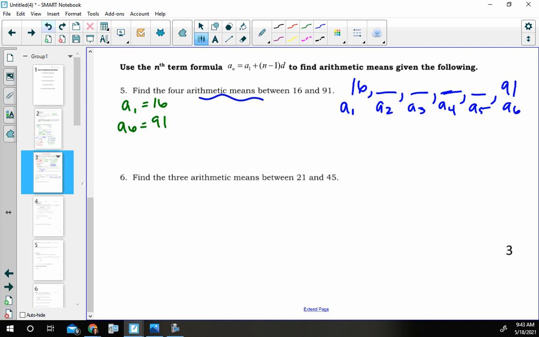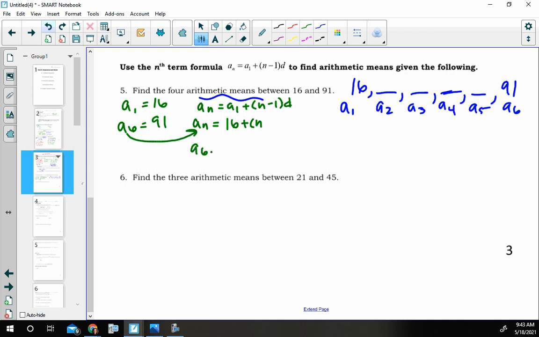If I'm trying to go into my formula, I don't know the distance. I have 2 things I could represent as n, but I do know a sub 1. If I plug in a sub 1 to be 16, it's just going to be 16 again, cancel the other 16, and get me nowhere, because it's all going to equal 0. So I'm going to use this a sub 6 and plug it in.